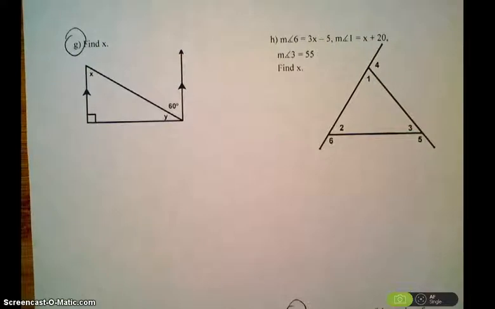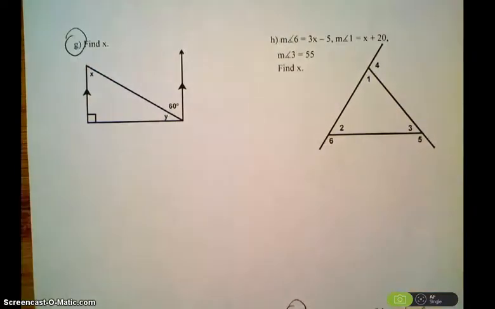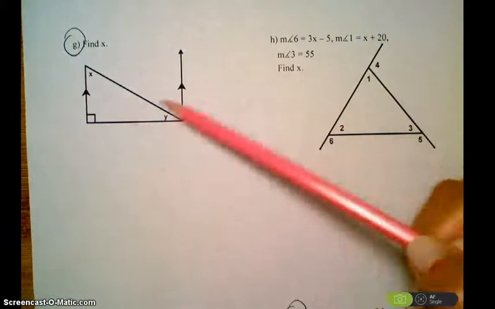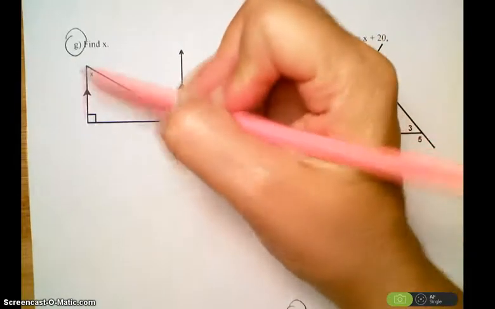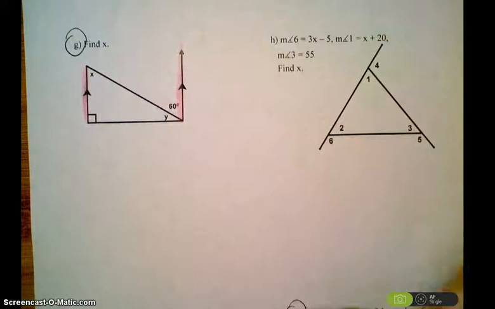Okay, we're on page 3 of the chapter 3 section 5 packet, and we're looking at example G, 1G to be exact. And as you can see in this example, we have a pair of parallel lines. So we're going to go ahead and make those pink. Pink is my color for today.